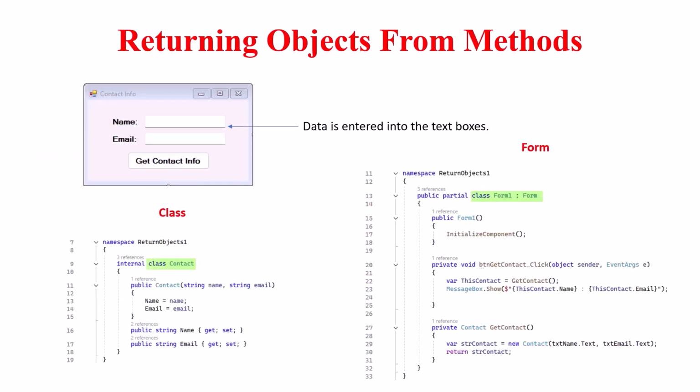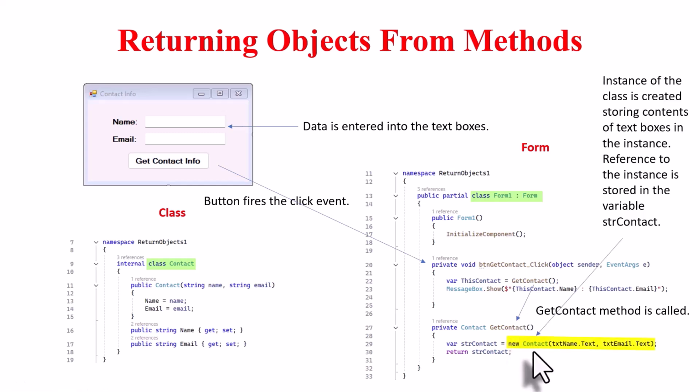Now, this is how it kind of works. Data is entered in the text boxes. As soon as you do that, the button fires the click event. The click event button is going to use the getContact method and call it. An instance of the class is created, storing the contents of the text box in the instance. A reference to the instance is stored in the variable strContact.